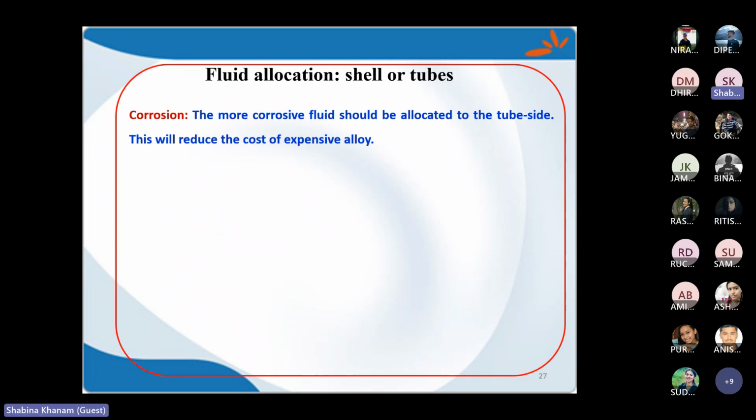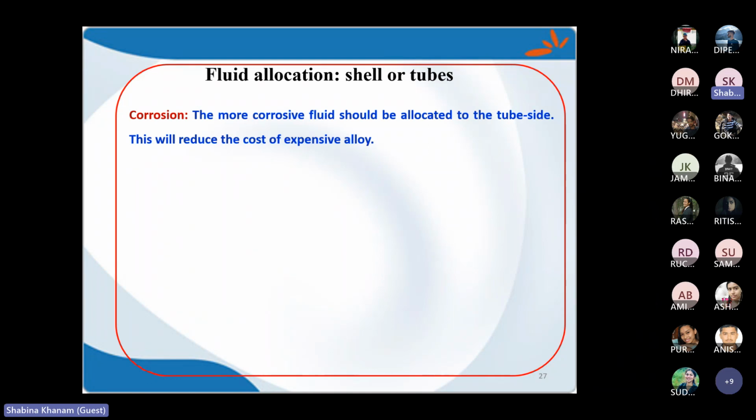So you need to keep this in mind: whatever is bad or worse should be allocated to the tube side. Please consider this, and based on that factor, understand whatever points we are going to discuss. Number one is corrosion.